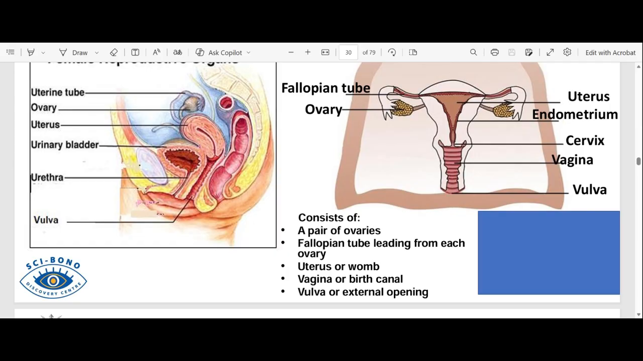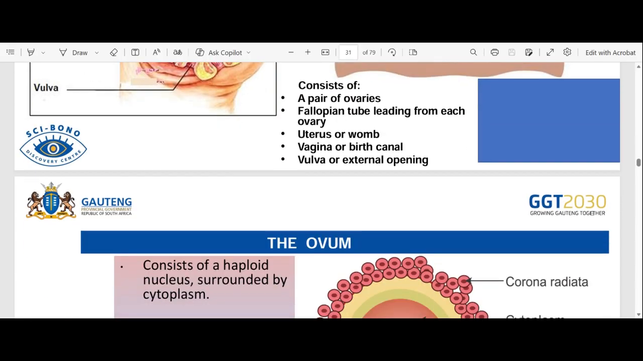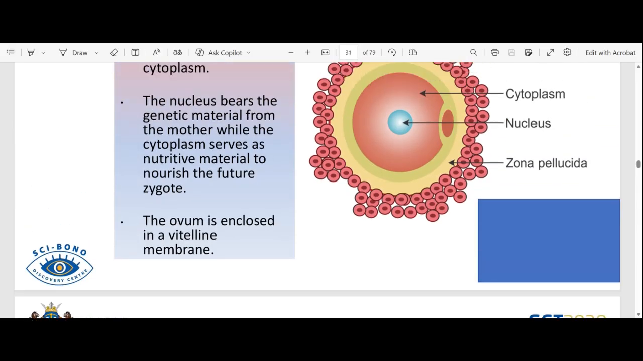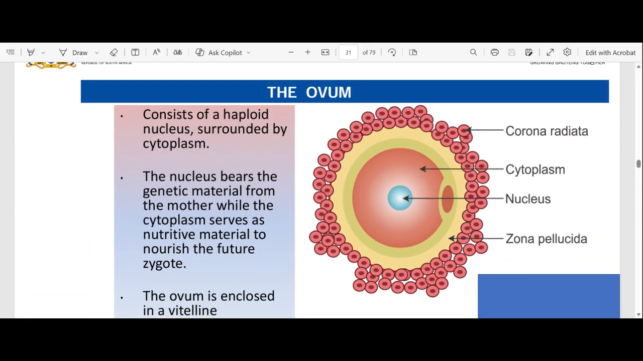Okay, so we're done with our female reproductive system. Now let's look at the structure of the ovum. I'll just leave out the unnecessary things that are not examinable for you guys. The only things that you have to know are three layers. You need to know the nucleus. The nucleus carries the genetic material. It carries 22 autosomes and one X chromosome.